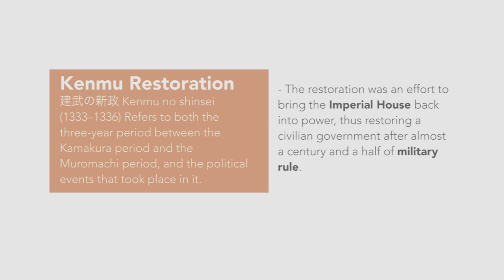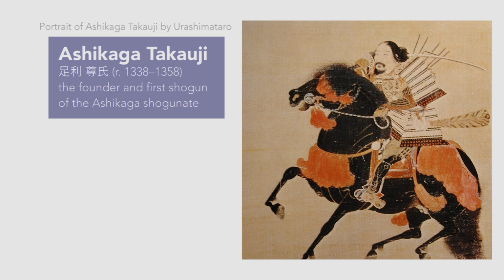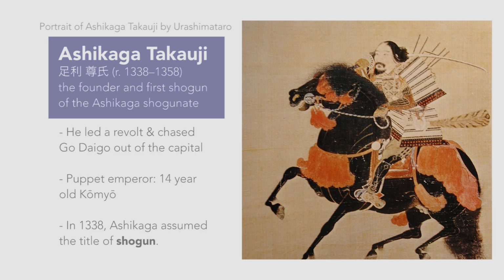Not long after, in 1335, Ashikaga Takauji, the general who helped Go-Daigo crush the Kamakura Bakufu, was feeling like he was poorly recompensed by the emperor. He led a revolt, chased Go-Daigo out of the capital, and placed the 14-year-old Komyo on the throne. In 1338, Ashikaga assumed the title of shogun.